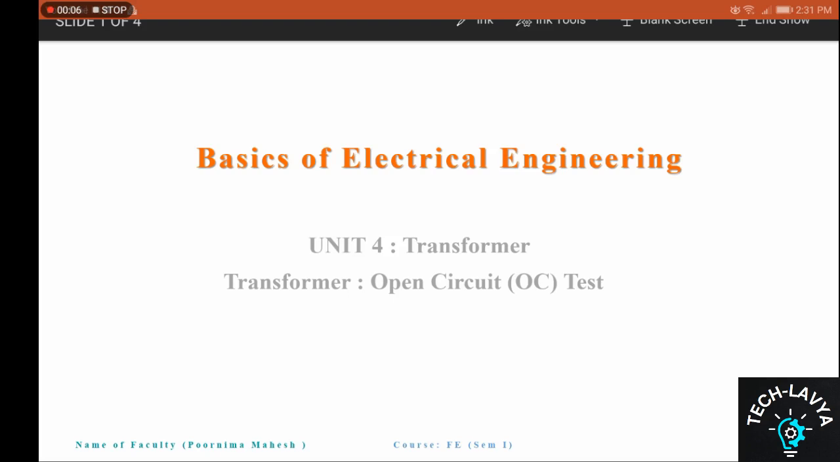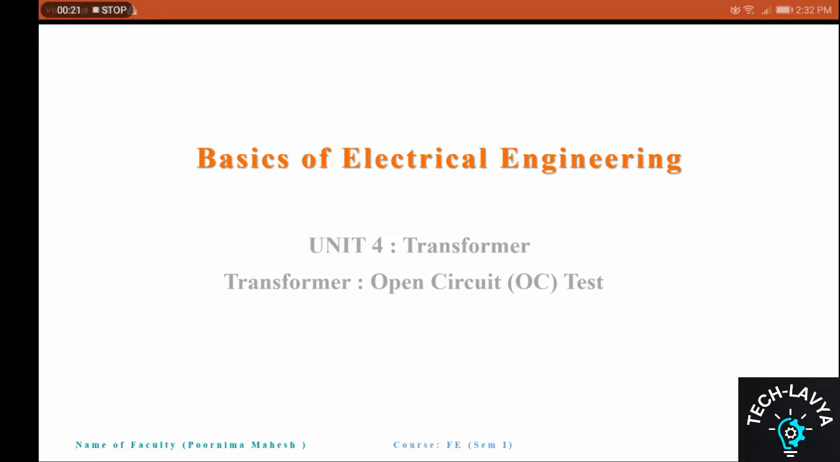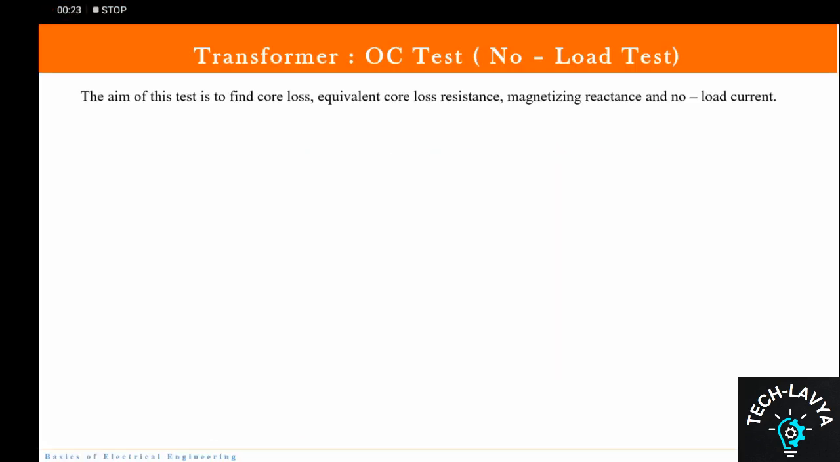Now students, the topic for today's class is the open circuit test for transformer, also known as OC test or no load test. Fine. So we shall talk about it, and let me tell you that this topic is very important for our examination.